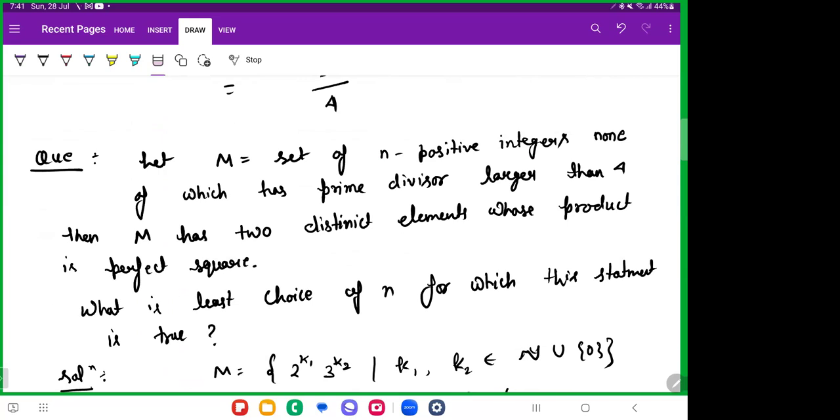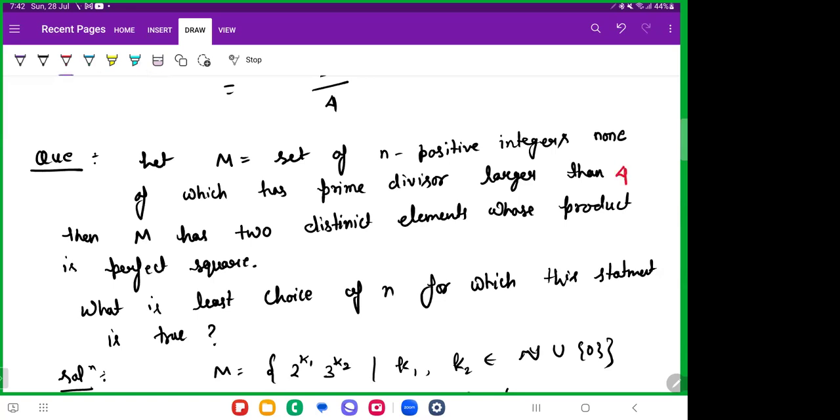So now the task for you is this. Let me modify this question for you. This is your homework. Replace this statement 4 by 6. Then do this question and you should get the answer 9, and justify to yourself that you are getting this. Now your M is the set of n positive integers, none of which has a prime divisor larger than 6. So now you have one more prime increase. Now your numbers will be like 2 to the power ai, 3 to the power bi, 5 to the power ci. So just do that, and if you have any doubt, you can ask in the next session.